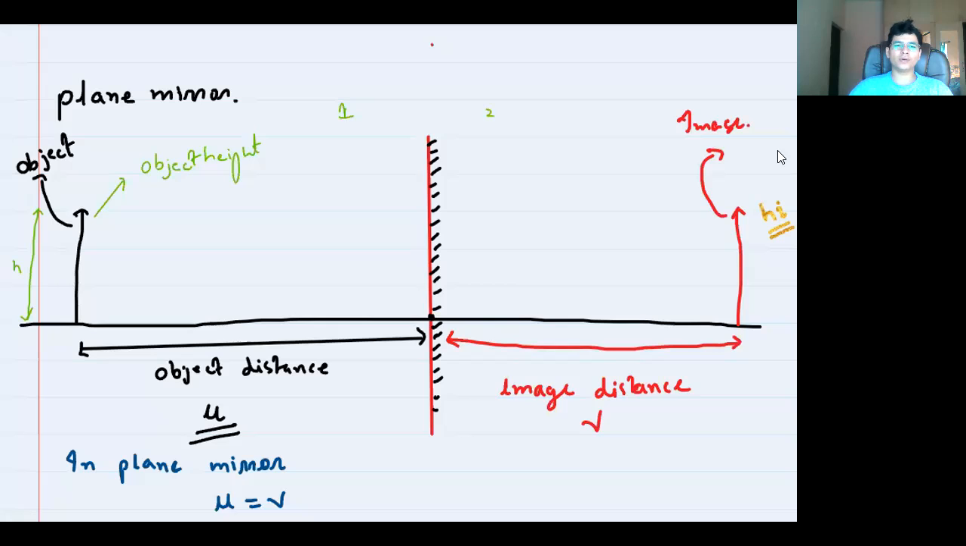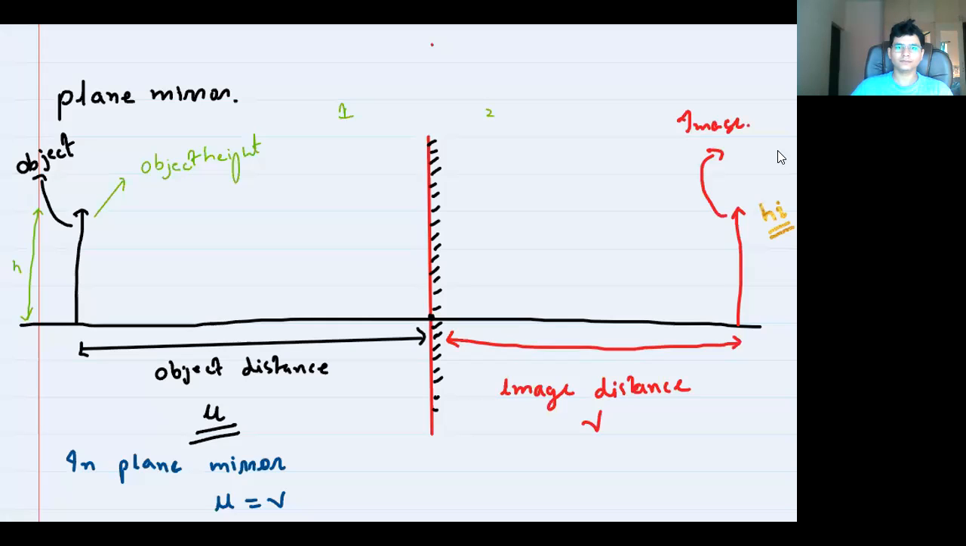So what are the properties of a plane mirror? Tell me, what are the properties of a plane mirror? You will be asked this. You should not memorize it. Just observe around us. Physics is all about observation, right? So Samarth, can you tell me what are the properties of a plane mirror?